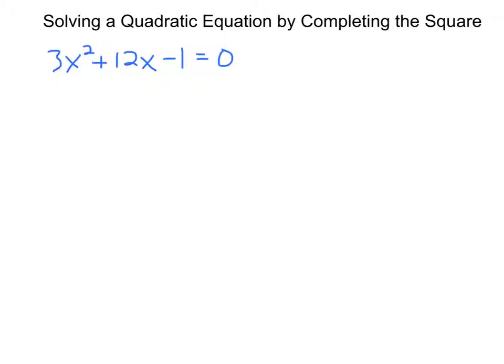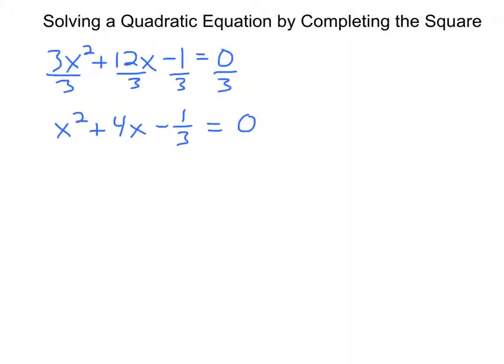So we're going to have to divide everything by 3 to force that first coefficient to be a 1. So we'll just go through and divide everything by 3. And that sometimes is going to create fractions, but you have to do it anyway. And so what that will give us is x squared, 12 divided by 3 comes out to be 4x, and then you have minus 1/3, and then equals 0.